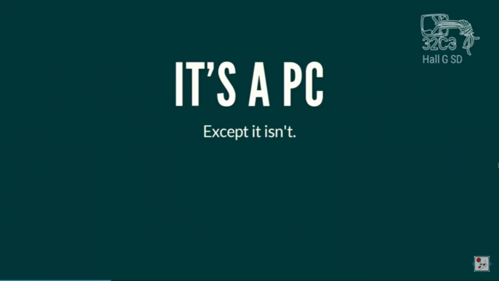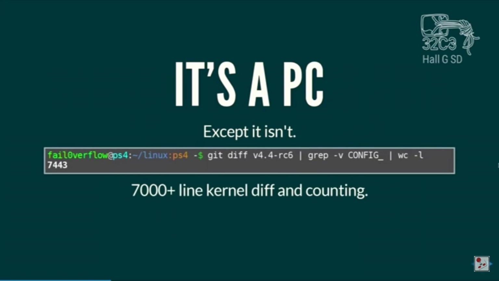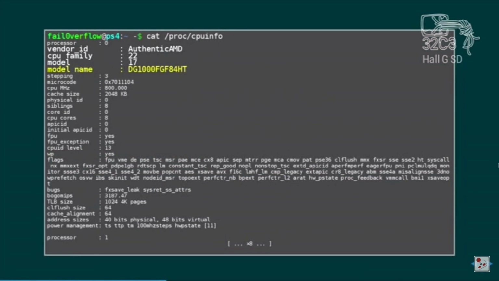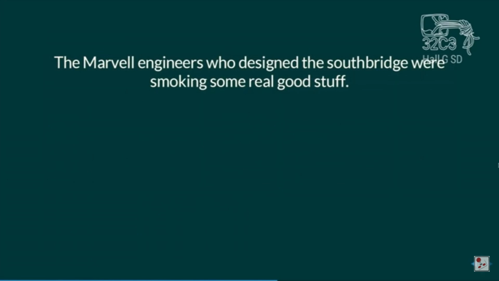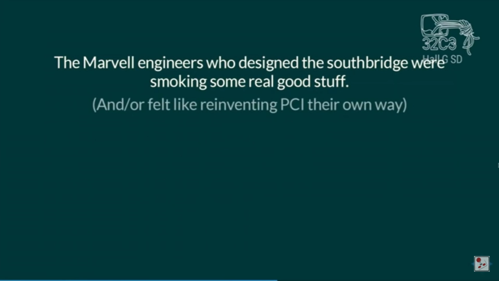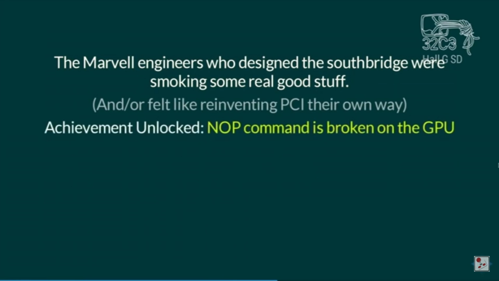And this proves that the consoles are PCs, or close to PCs, but 7,000 plus line kernel diff and counting. Crazy amounts of modification to the Linux kernel to create compatibility between Linux drivers and AMD's, and some stuff with the AMD stuff. And Marvel must be the engineers behind the processor in the PS4, and it's a lot different than normal PCs, I think, and this is why they had such a problem.